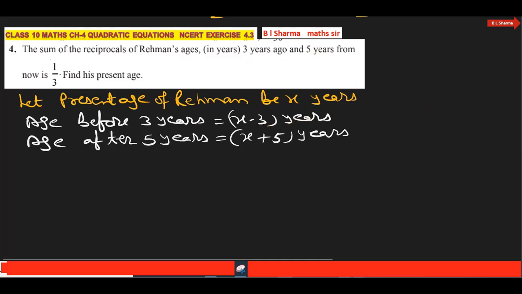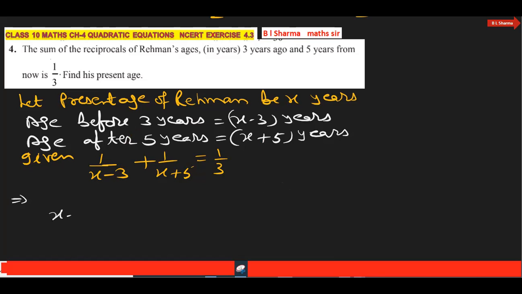It is given that, question में given है कि the sum of the reciprocals of their ages, x minus 3 and x plus 5, means before 3 years and after 5 years of Rahman's age, अगर उनको reciprocal का age को add करेंगे, it is given 1/3. ये हमारा एक equation बना है, लेकिन ये quadratic equation नहीं. तो first of all we have to convert it into quadratic equation by taking the LCM.